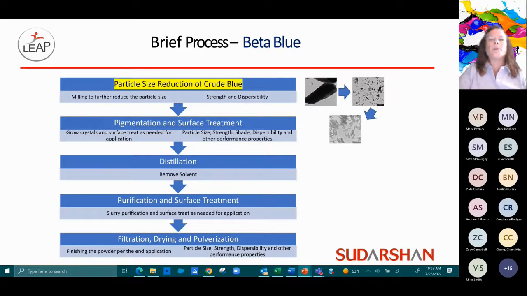We talked about the beta blues and the fact that the crude CPC blue that comes in as a very large particle has to be reduced in particle size prior to the pigmentation process. This allows us to establish the strength and dispersibility of that particular pigment. So the QC on that incoming crude has to be well maintained, as well as the operating parameters of the milling process.